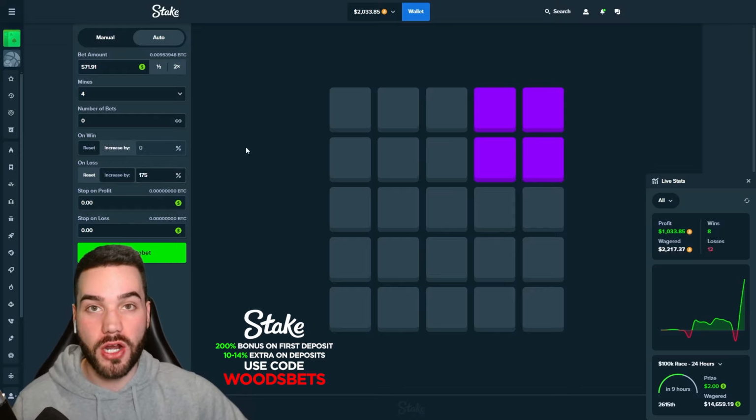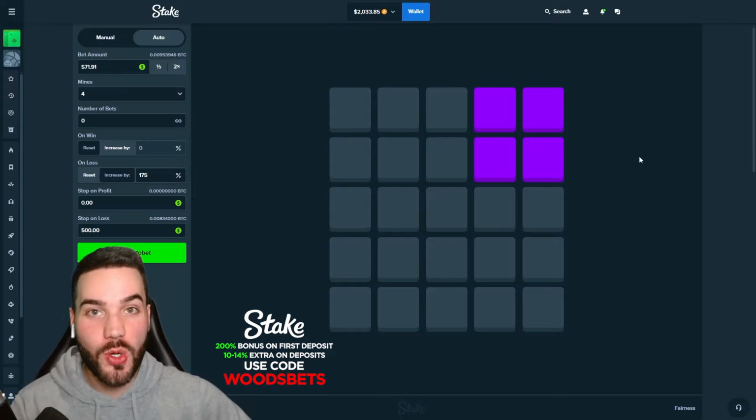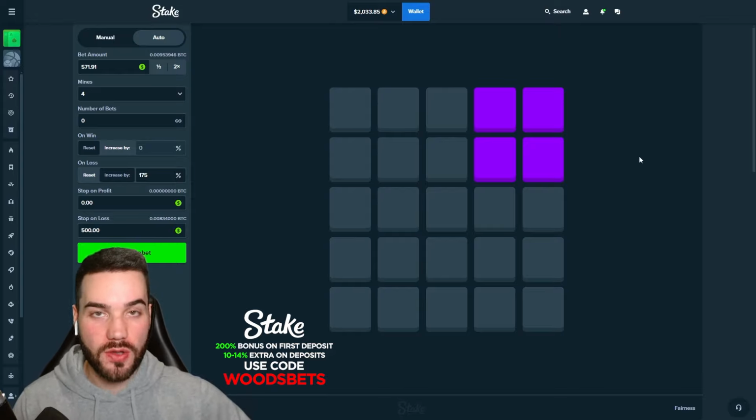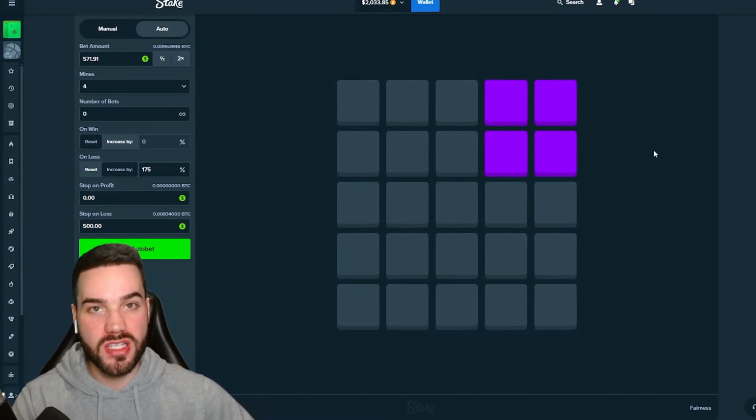And for some reason, the auto bet stopped, which is super annoying. Overall, on these three strategies, we're up over $2,000. Second one, we made around $900. This one, we made $1,100. The first one, I believe we made around $125. Over $2,000 profit in just three different strategies.